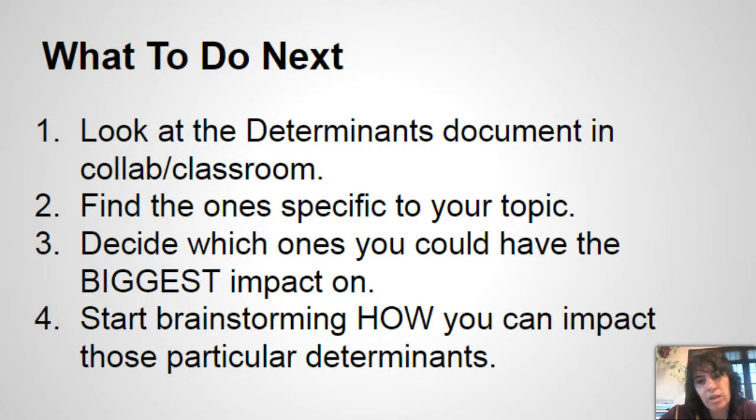All right, well, we feel like this particular determinant we could have a big impact on. Then your next step is to brainstorm ideas of how. How could we have an impact? What sort of program would we need to create? Or what sort of policy recommendation would we make to have that impact on that particular risk or protective factor, that determinant? Thanks.